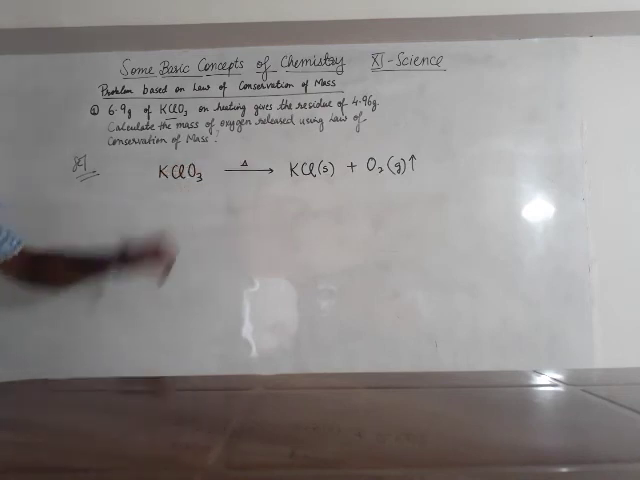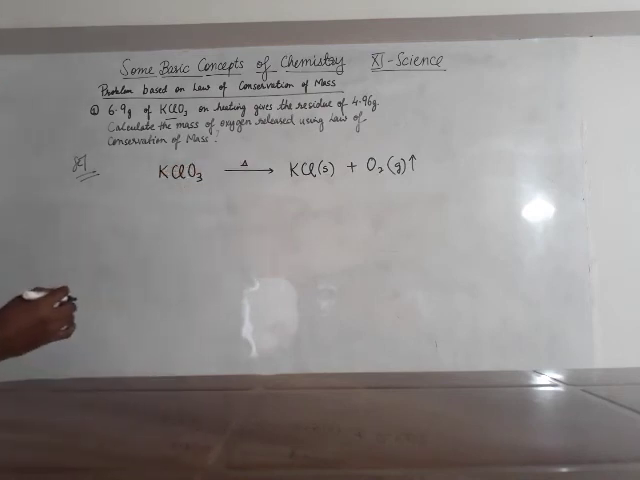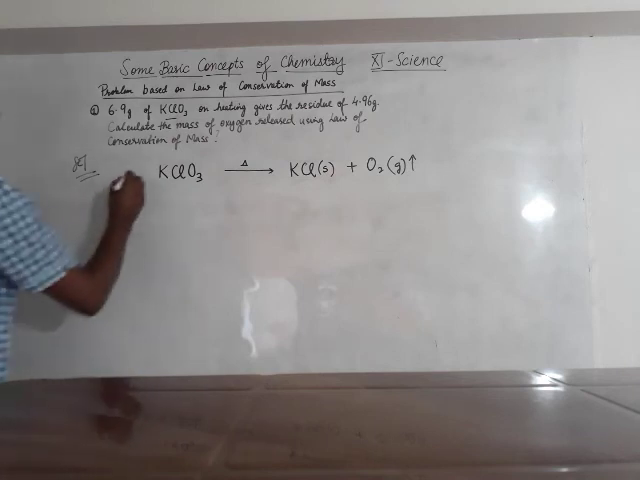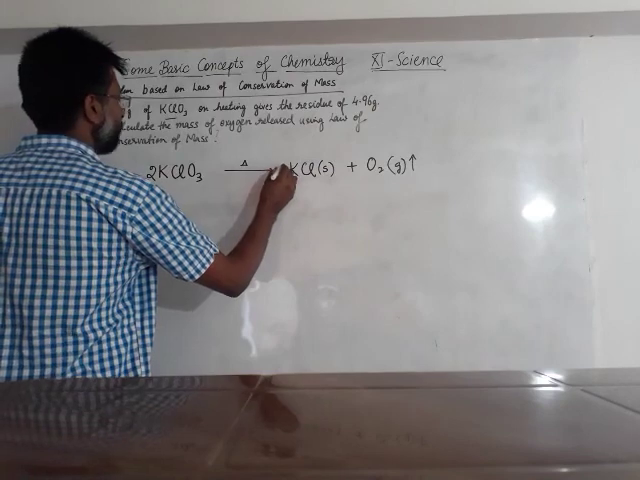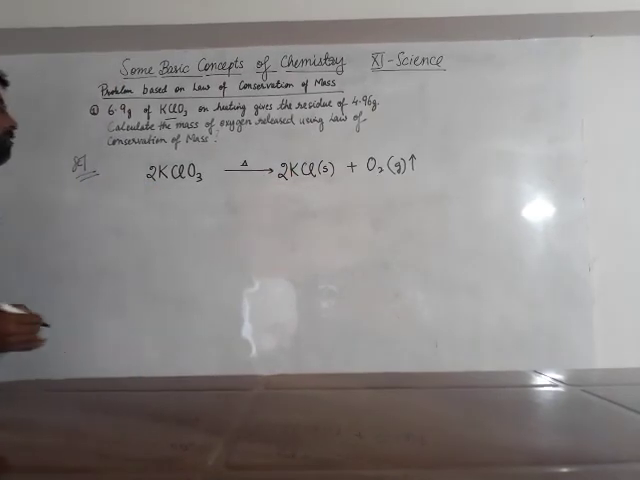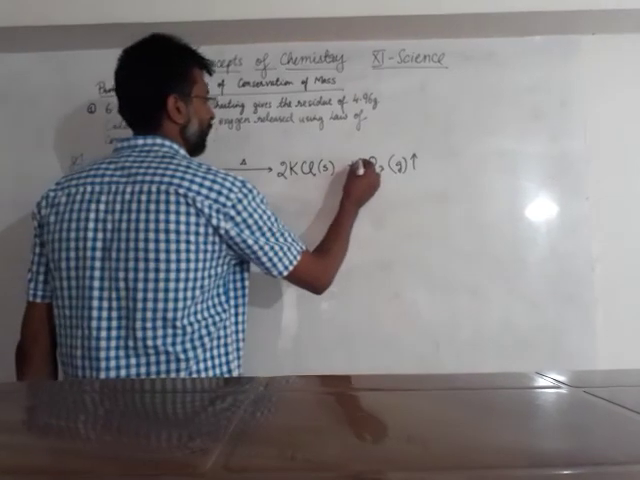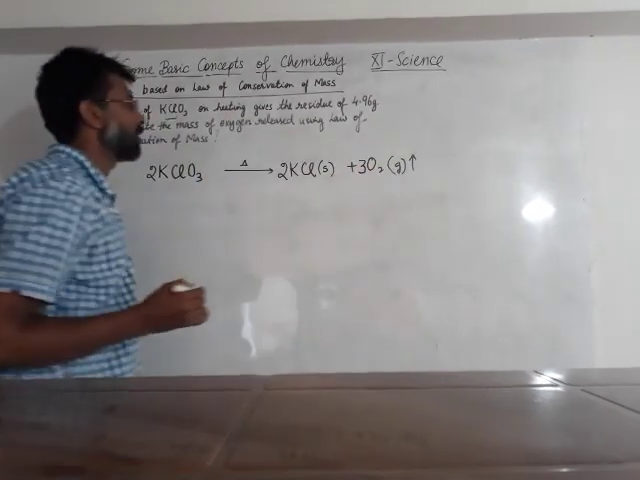After writing the chemical equation, you make sure that the equation is balanced. So the equation must be balanced. You put 2 in the front over here. Now you check. Potassium is 2, chlorine is 2, oxygen is 6. So you have to balance oxygen on the other side. So we put 3 over here. Now the equation is balanced.